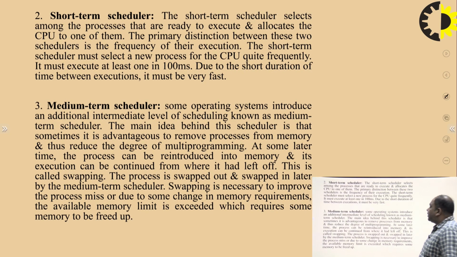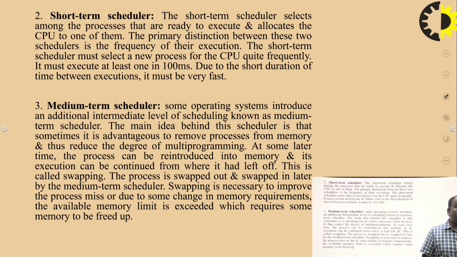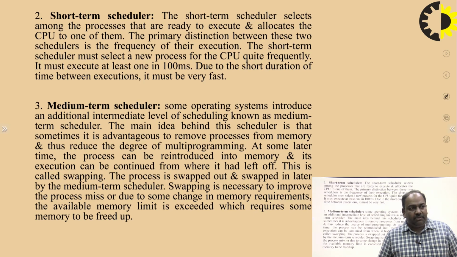Next, the short-term scheduler selects among the processes that are in the ready state and allocates the CPU to one of them. The primary distinction between the two schedulers is the frequency of their execution. Whereas the long-term scheduler is slow, the short-term scheduler is fast, and it executes frequently. It must be at least 100 milliseconds in which we execute one process in the short-term scheduler.